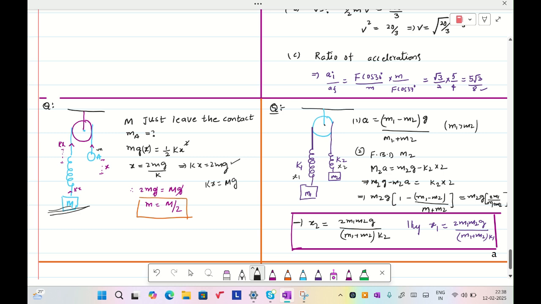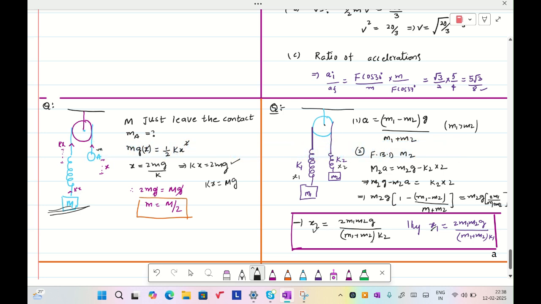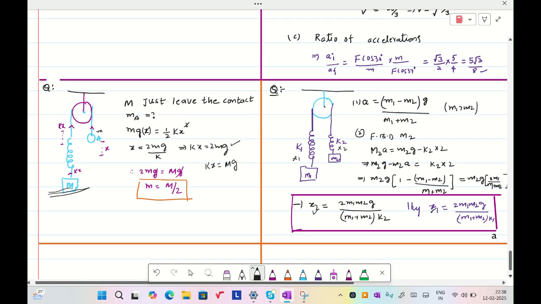So now, with m1 greater than m2, the acceleration is equal to net force by total mass, which you will get. Applying the free body diagram for m2 and m1 and substituting the a value, you will get the different extensions x2 and x1. So x2 equals m1 m2 g by (m1 plus m2) into k2, and x1 equals 2 m1 m2 g by (m1 plus m2) into k1. These are the extensions in spring 1 and spring 2, and those two are different.